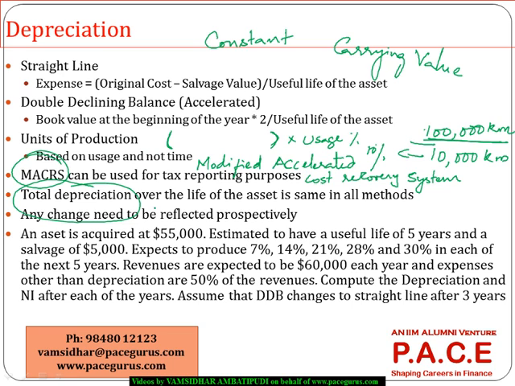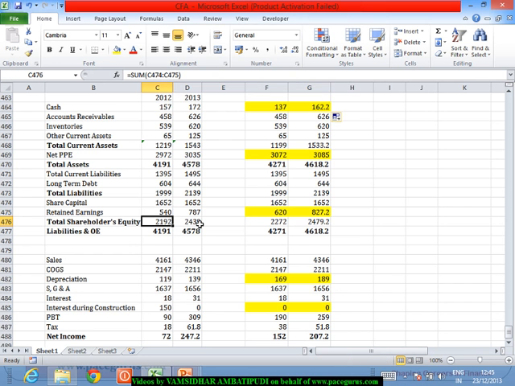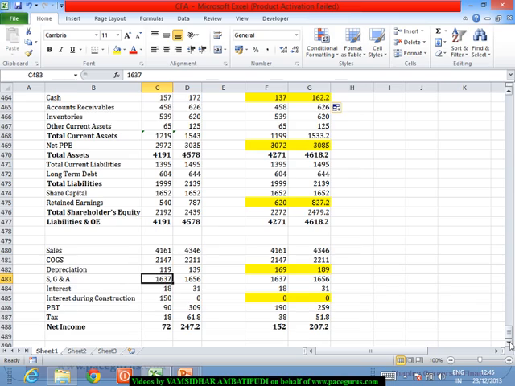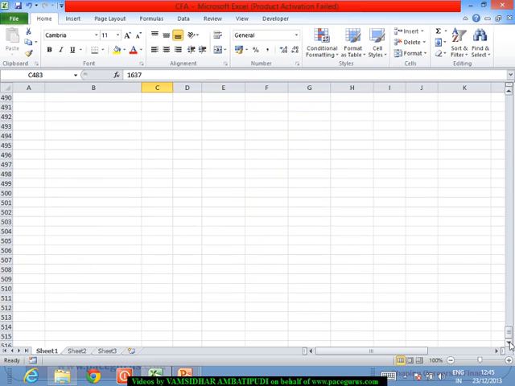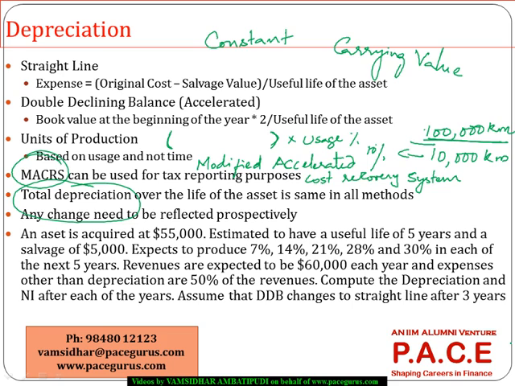Now let's look at a simple numerical example. An asset is acquired at 55,000 bucks, estimated to have a useful life of 5 years and a salvage value of 5,000. So from here I can find out the straight line depreciation, which is nothing but the purchase price minus salvage value divided by the useful life. So it's 10,000 per year.